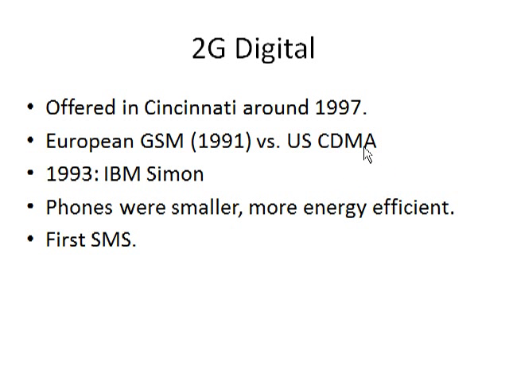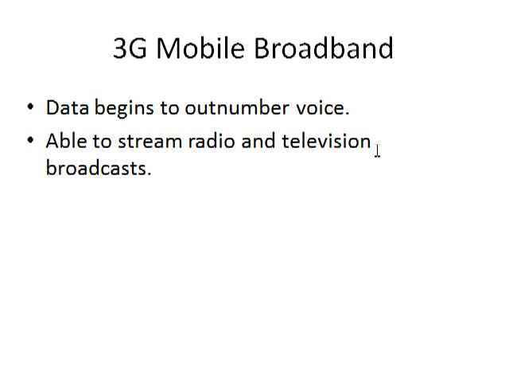Now, even the digital means we're taking our voice, we're converting it to zeros and ones, and we're running it across the network. It didn't take too long for data to surpass voice as what we used phones for. So 3G mobile broadband came out, which made a better effort to capture data instead of voice. Think about your phone now. How much time do you actually talk on it versus how much time do you actually use it for apps or something like that?